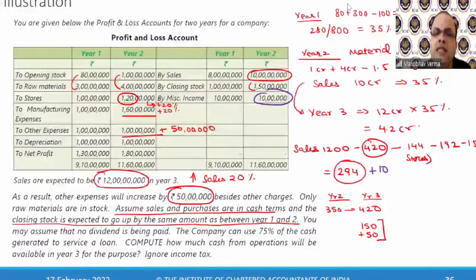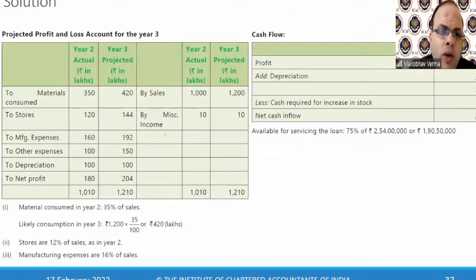Yes, Madhushri, we just added a miscellaneous income as well. That's what we did just now. Okay. So let's quickly look at the solution here. So I think we got a 304, but here we are looking at a 204 net profit because we will add back the depreciation to get 304. So that's what we did also.